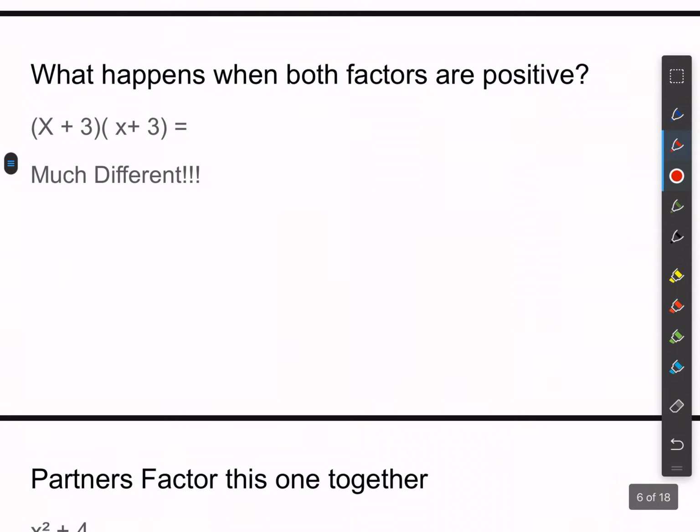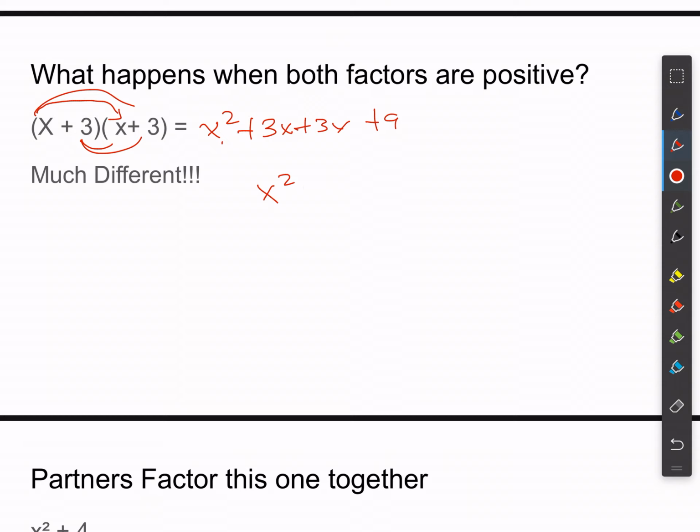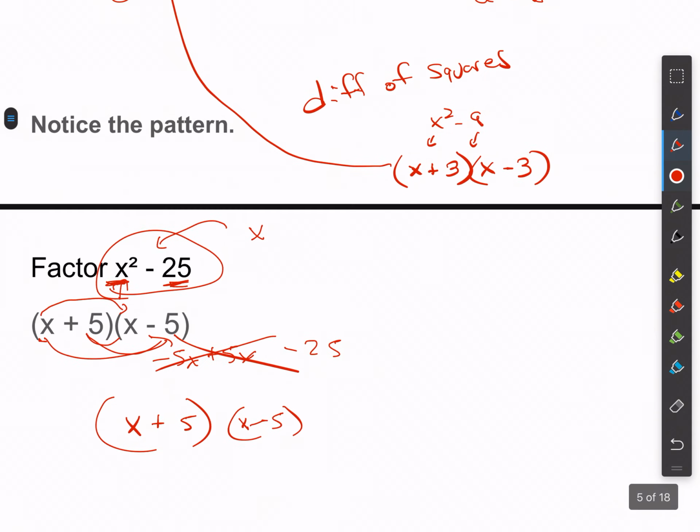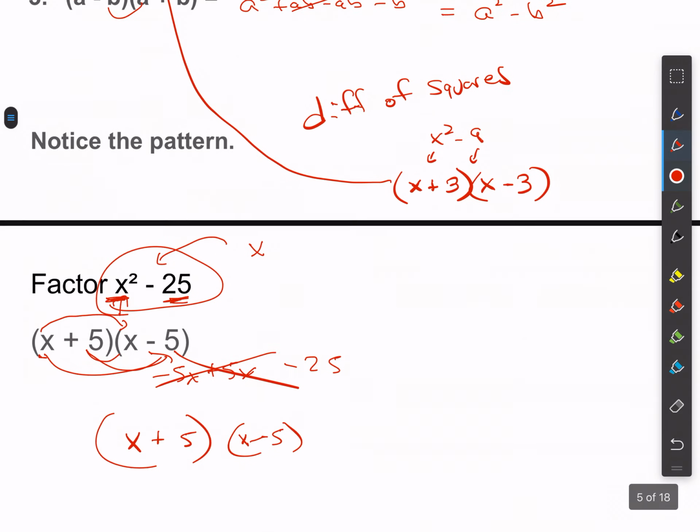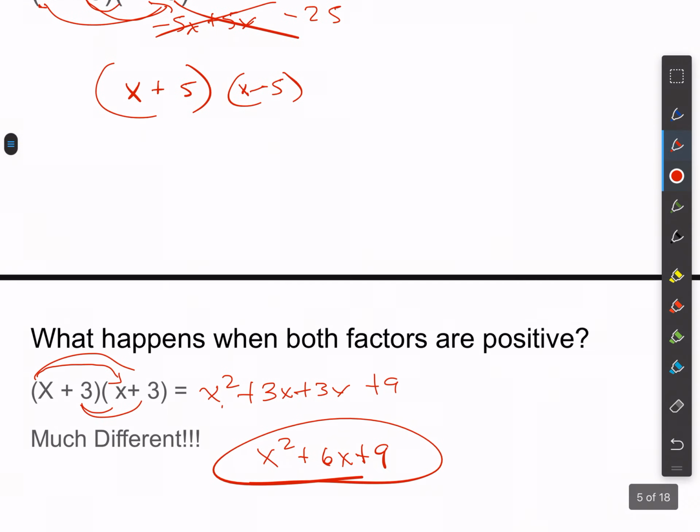So what happens when both factors are positive? Well, let's just FOIL this out to see. x times x is x squared. x times 3 is plus 3x. 3 times x is plus 3x. And 3 times 3 is 9. So notice this is much different when you have a plus sign there. Okay, you end up with this. All right, so that's much different than what we were talking about up here, where the middle term dropped out. So the middle term will only drop out when you have a negative sign. It's called a difference of squares.